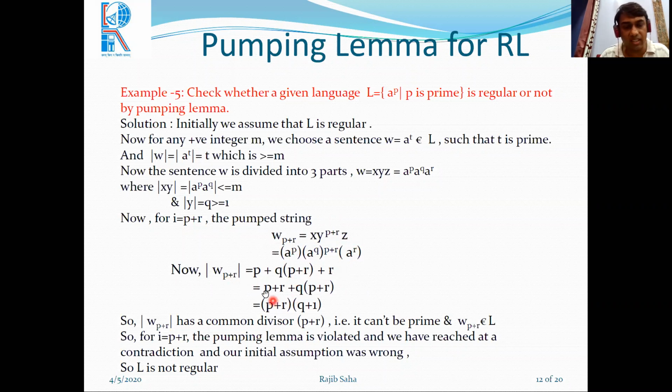I have just rearranged it. You can see that I have taken p plus r as common, and it becomes q plus 1, or 1 plus q, whatever you write. So we have represented it as a multiplication of two numbers, and it has a common divisor p plus r. So definitely it is not a prime. We reach a contradiction and our initial assumption is wrong. So it is not a prime, and the language is not a regular language. This is the way to prove it.